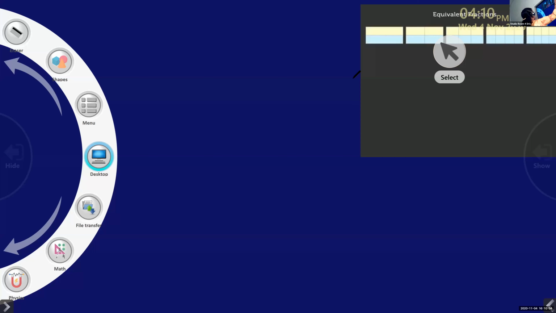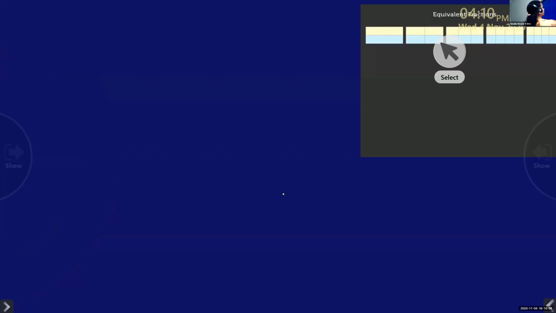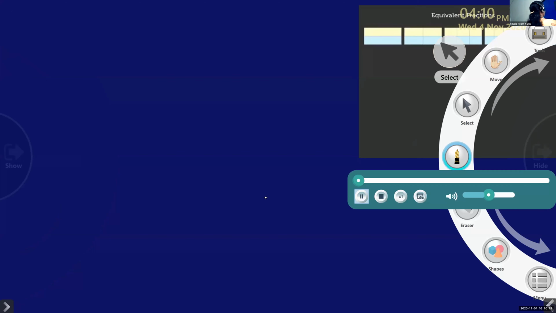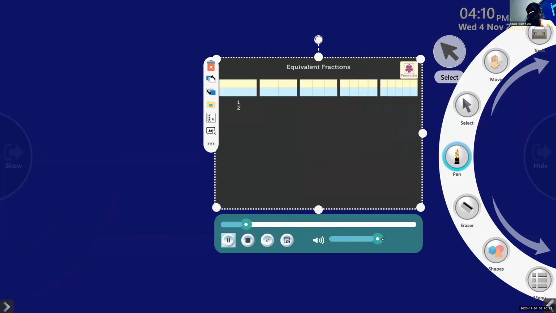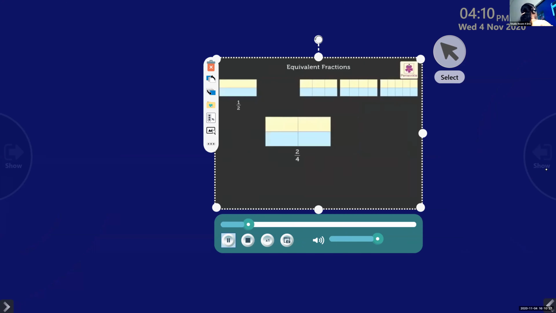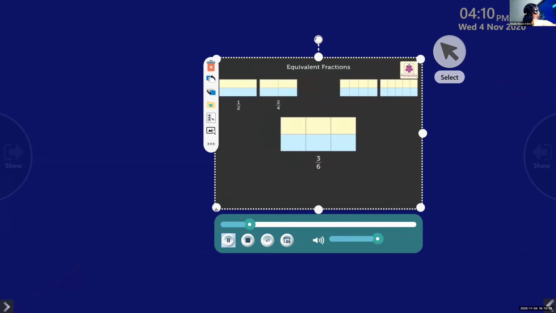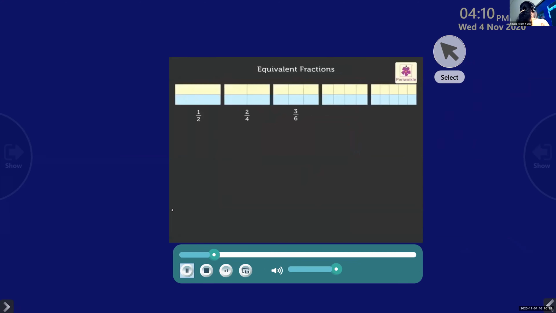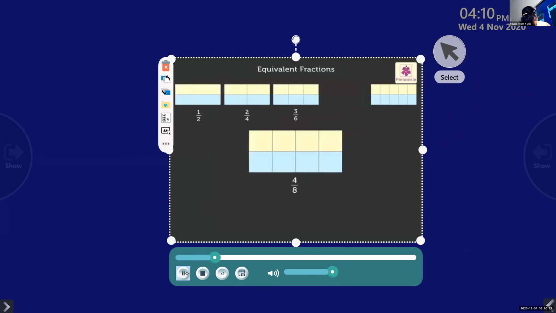All are of the same size, but each rectangle has been divided into different number of parts. The fractions for the shaded region of each rectangle are as follows. Half of the rectangle is yellow. 2/4 of the rectangle is yellow. 3/6 of the rectangle is yellow. 4/8 of the rectangle is yellow.